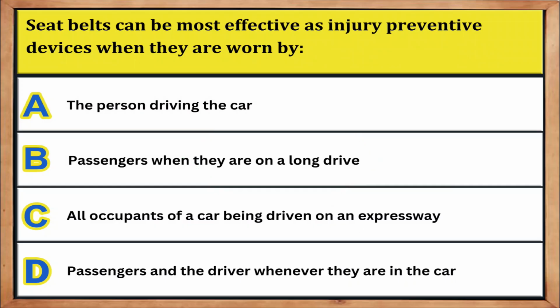Next question. Seatbelts can be most effective as injury preventive devices when they are worn by A. The person driving the car. B. Passengers when they are on a long drive. C. All occupants of a car being driven on an expressway. D. Passengers and the driver whenever they are in the car.